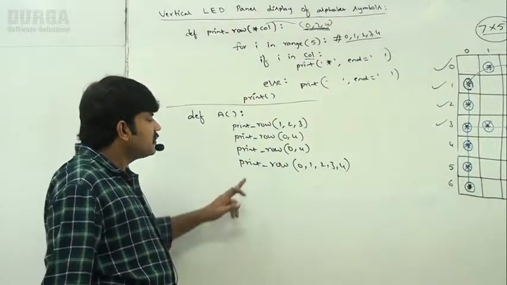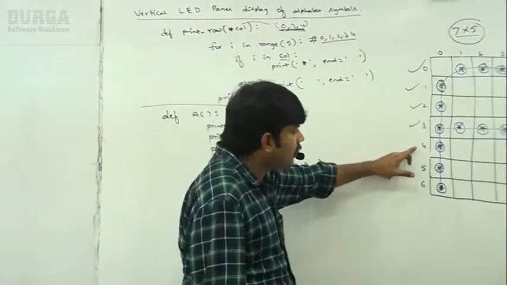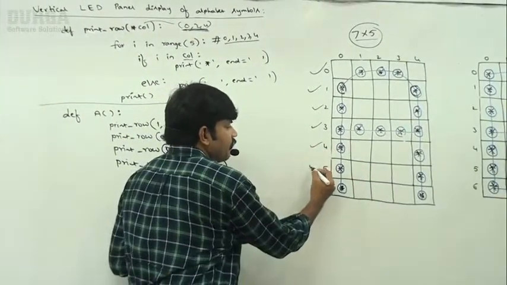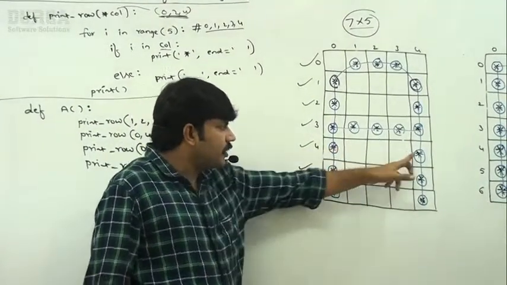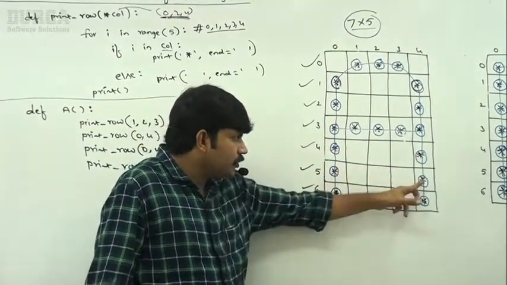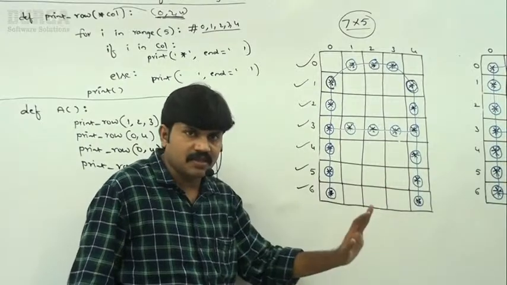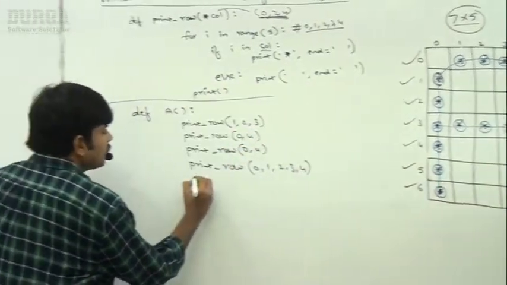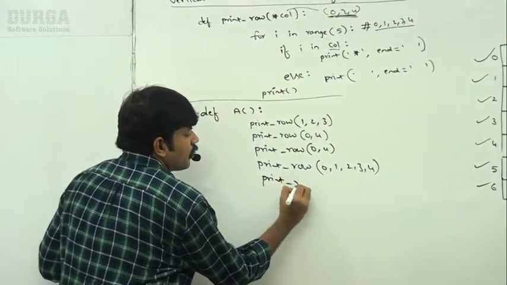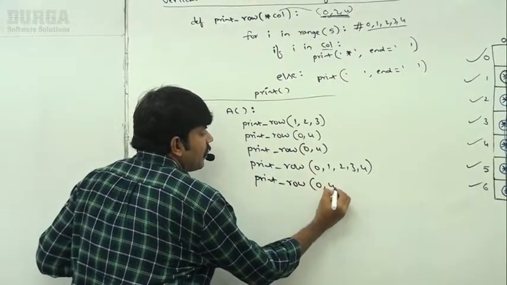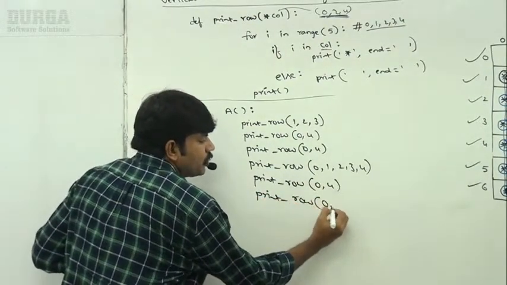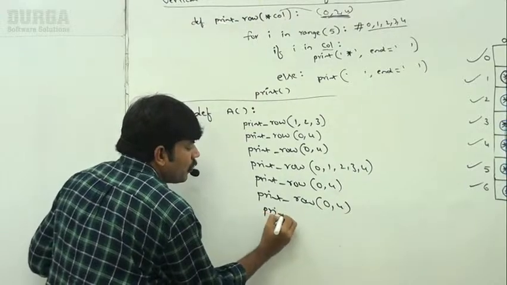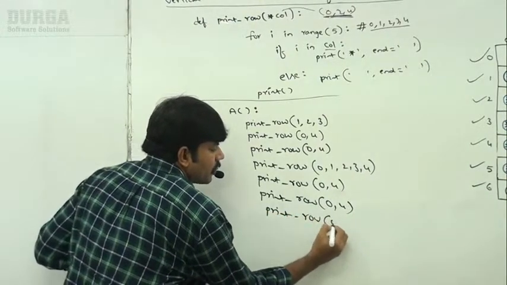Sir, next, 4th, 5th, 6th. 0th position, 4th position. Star symbols are there. So 4, 5, 6, 3 times: print row 0, 4. Print row 0, 4. Print row 0, 4.